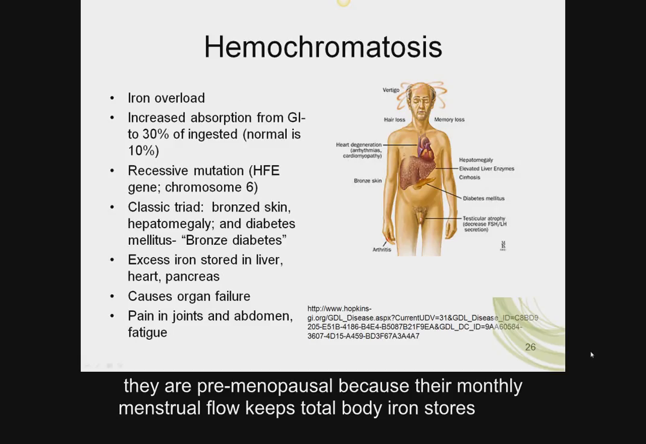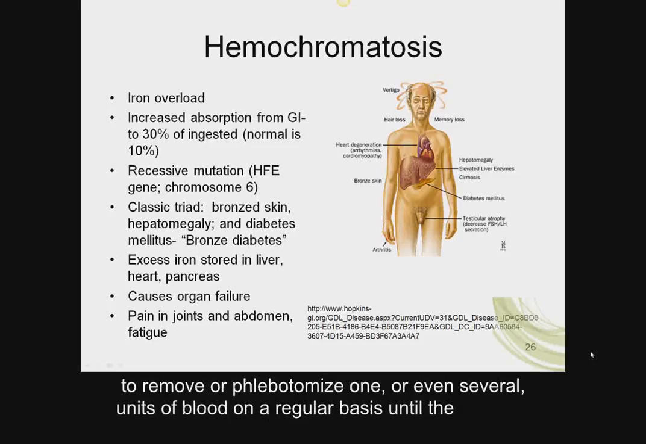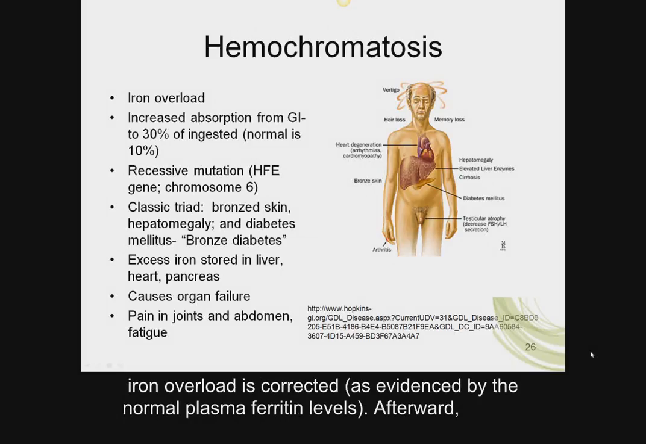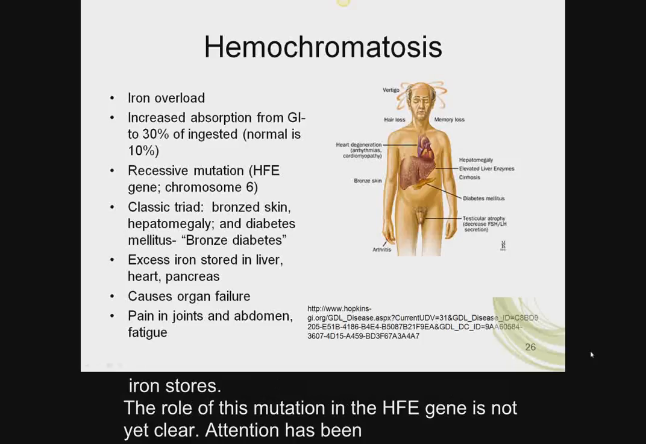relatively normal. Treatment is reminiscent of the medieval approach to disease, which is to remove or phlebotomize 1 or even several units of blood on a regular basis, and this is to help bring the iron overload back down to appropriate levels. After this initial phlebotomy, most patients require phlebotomy once every few months or so to maintain their low iron stores. The role of this mutation in the HFE gene is not yet clear.